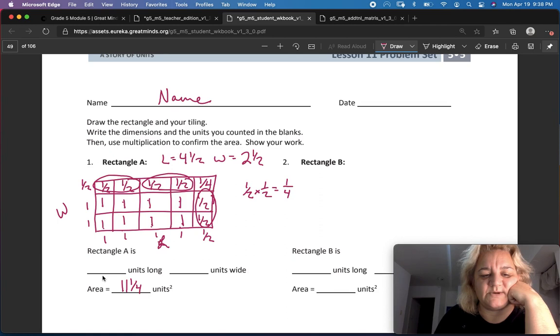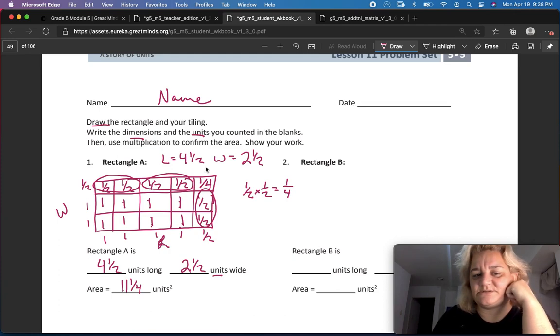Okay, so units squared. The length is 4 1/2 units long, and the width is 2 1/2 units wide. So we drew the rectangle, we wrote the dimensions and the units, which was just units, we didn't use inches or centimeters, and we counted the blanks, right? Then we use multiplication to confirm the area. So let's do that.